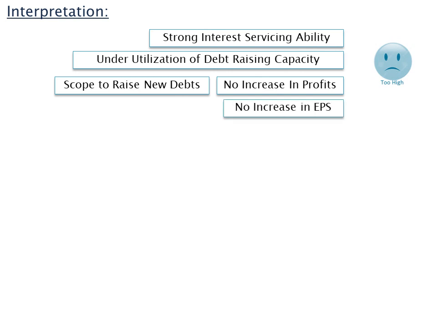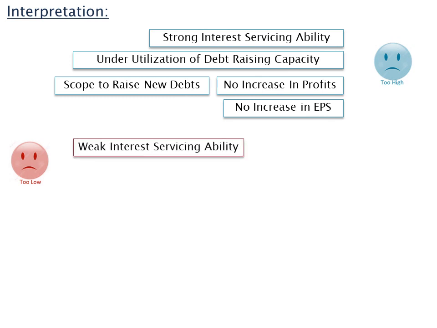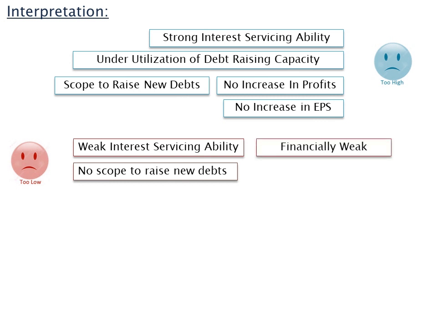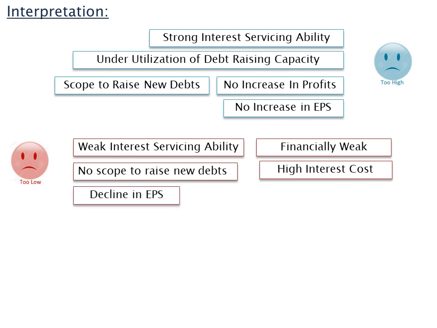And if this ratio is too low, it indicates weak interest servicing ability of the firm. Such a firm cannot get new loans because of the high risk of default. A too low ratio also reveals that the firm is financially very weak and not able to even make interest payments. It discloses that the firm may be under pressure of high interest cost due to more debt and less equity in the financing of the assets. This in turn results in a higher decline in earning per share. Therefore, it is necessary to maintain a proper interest coverage ratio.